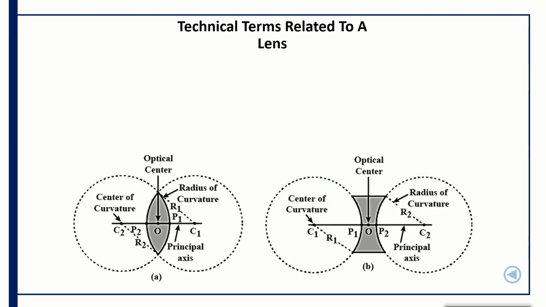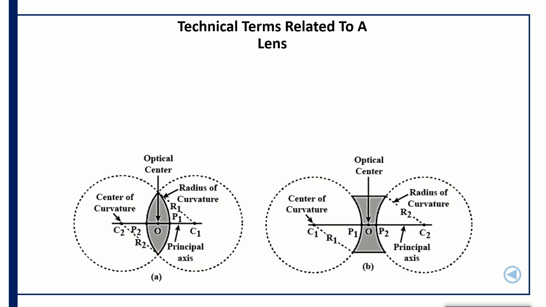Now let's try to understand some technical terms which are related to a lens. As I told you, the concave or convex lenses are parts of spheres and we are taking the part of a sphere and using them as convex and concave. So if I am taking two surfaces of a sphere, then they are parts of two surfaces of spheres.